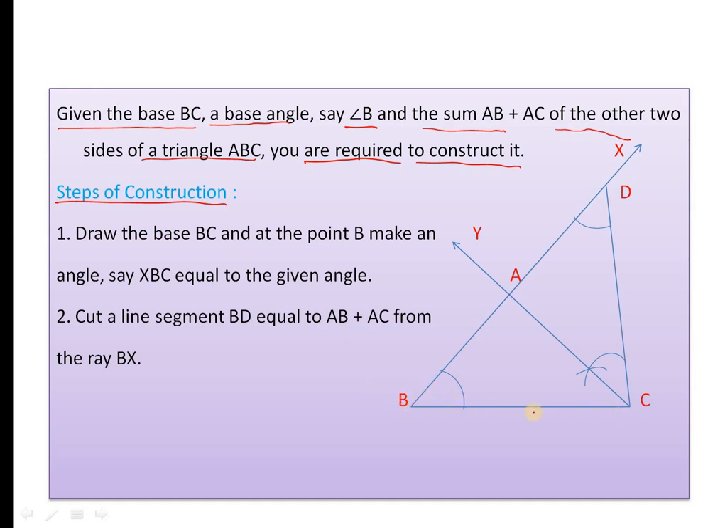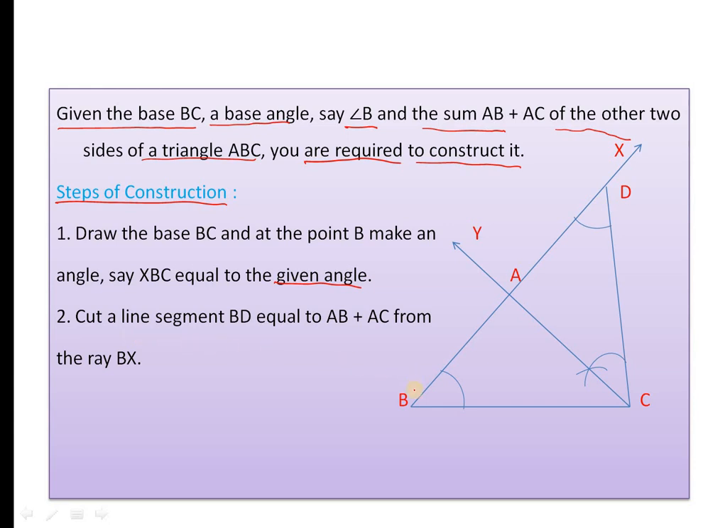First we draw base BC and at point B make an angle. We make an angle at point B, XBC. Angle XBC is equal to the given angle. Okay. First we draw the line segment BC. Then we make angle B at point B. XBC is equal to the given angle.